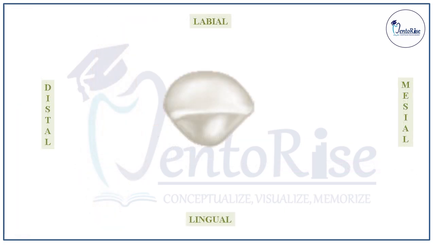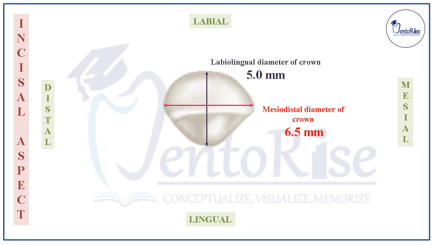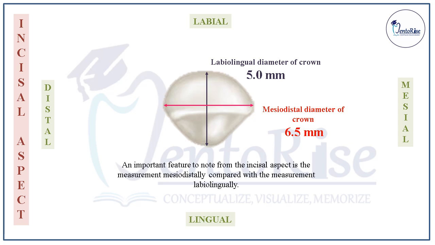Coming to the last aspect, that is the incisal aspect of primary maxillary central incisor. The major important feature to note from this aspect, first of all, is the measurement mesodistally as compared to labiolingually. To recall again, the mesodistal diameter of the crown is 6.5 mm and the labiolingual diameter of the crown is 5 mm. That means the crown is wider mesodistally.